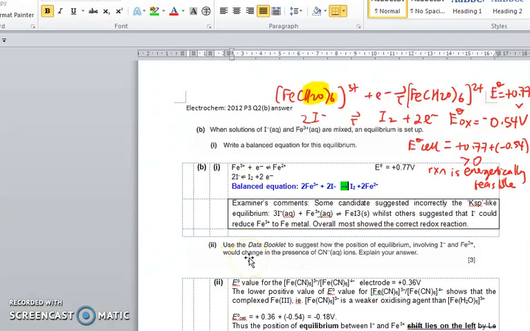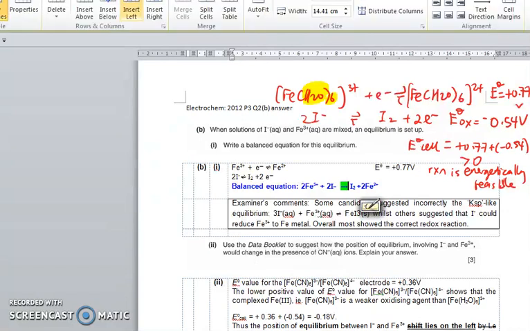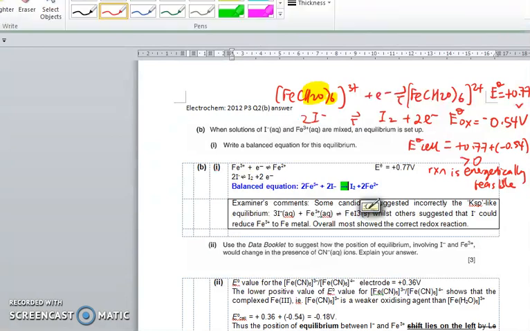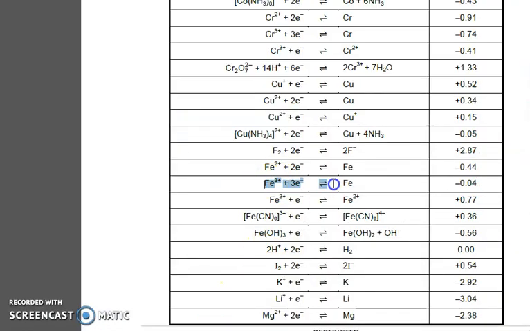Part 2. Use the data booklet to suggest how the position of equilibrium between I minus and Fe3 plus would change in the presence of cyanide ligands. So I just want to point out that you need to understand that this is the presence of cyanide ligand. This part is the key part. The reason why I wrote this equation out is that although they say Fe3 plus, you go and check the data booklet, this equilibrium is the one you're looking at, the positive 0.77. Even though state symbols are not stated, you should know that Fe3 plus is in the aqueous state, and Fe2 plus is also in the aqueous state.